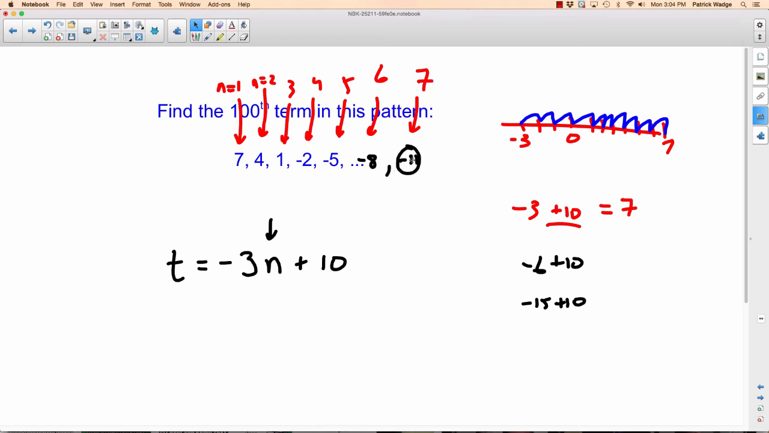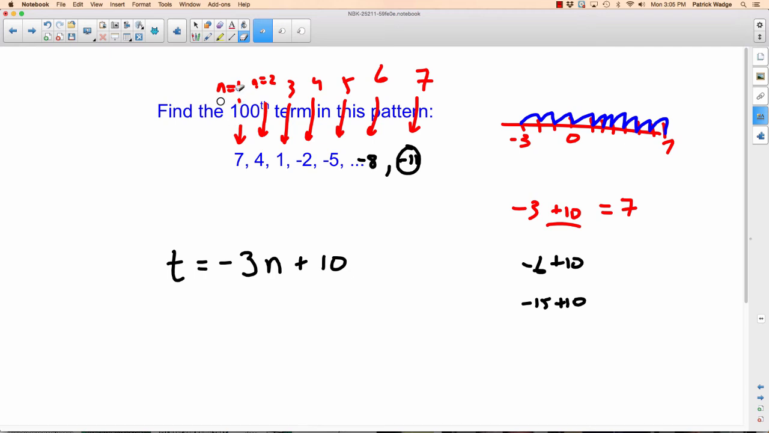If I put 7, because this is the 7th term here, if I put 7 in here, negative 3 times 7 is negative 21, plus 10 is negative 11. It worked. Great. I now have a formula that will work for any term number I want. It would be no problem to find the 1,000th term, the 1,000,000th term. Who cares? You just plug it in here.